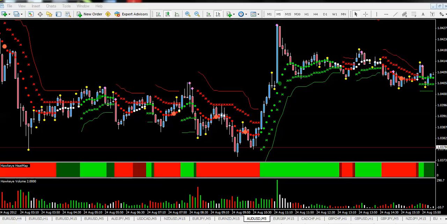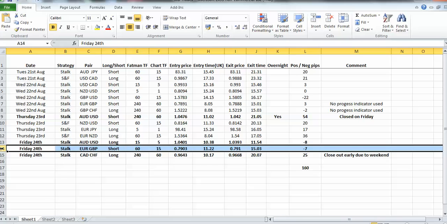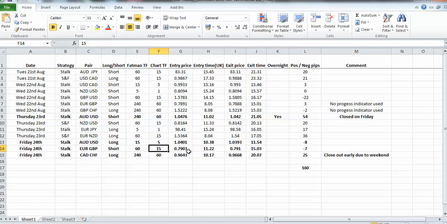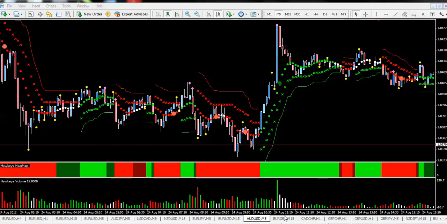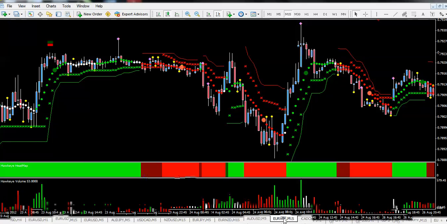We then had, going back to the spreadsheet, a euro versus British pound trade here. This was another small loss of minus 7 pips. Again, I'll show you stage 1, which is where we get the signal from later. This was a 15-minute chart, as you can see here. Okay, and let's just look at the trade. Just give it a moment for this screen to change because it can take a while.